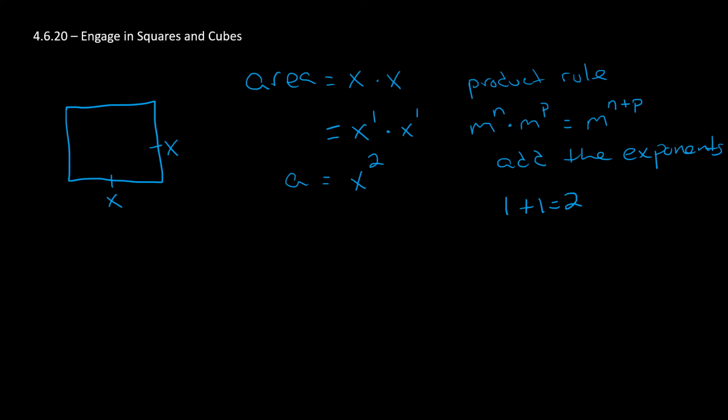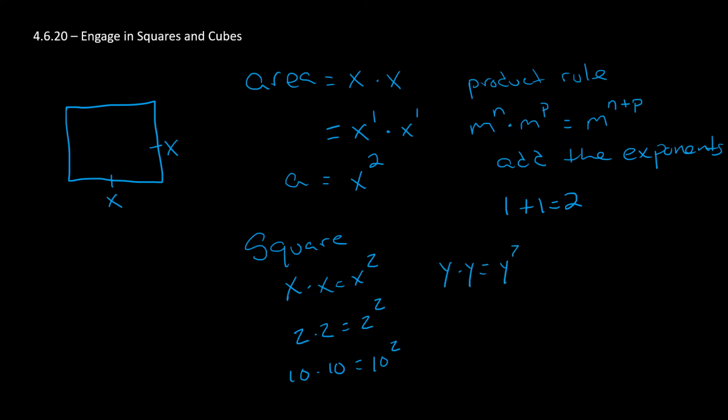Well, x squared, or x to the power of 2. So in other words, when we square something, we're simply multiplying that value by itself. If we said x times x, you would say x squared. If we were going to square 2, you would say 2 times 2, which is 2 squared. If we said 10 times 10, that's 10 squared, and so on and so forth. You could even say y times y, which is y squared. That's where we get the term squares from.